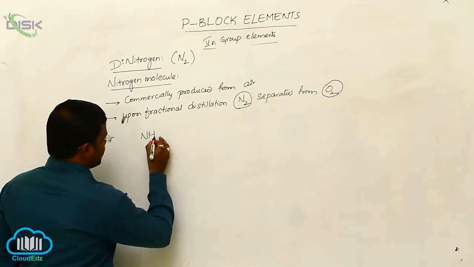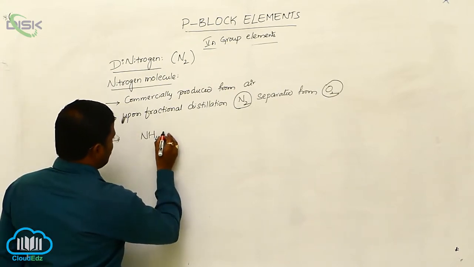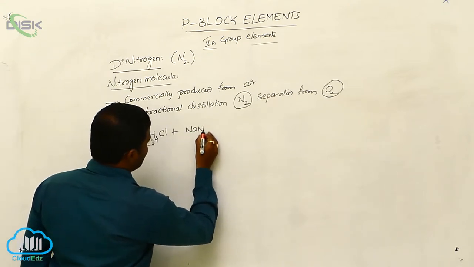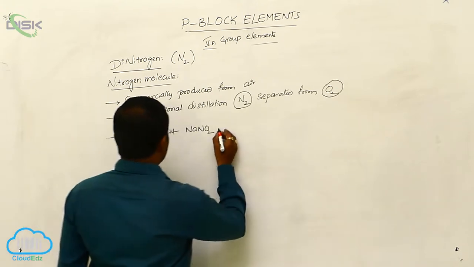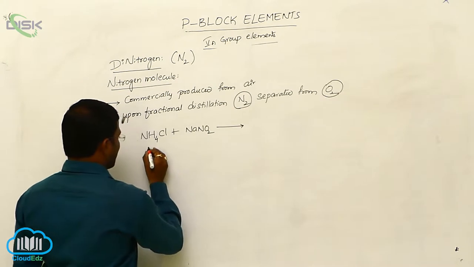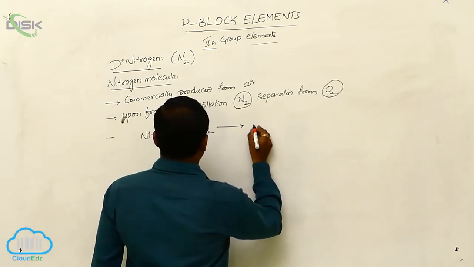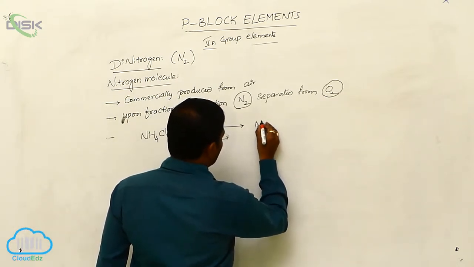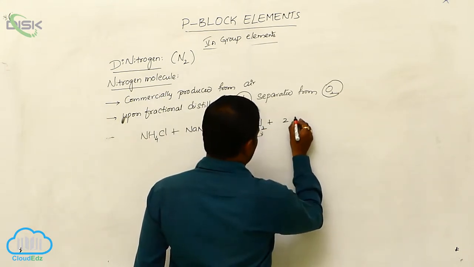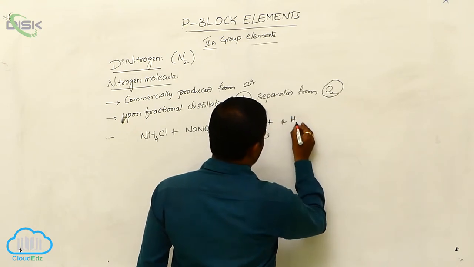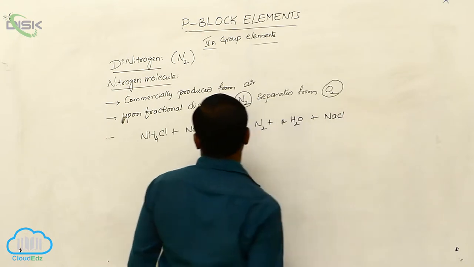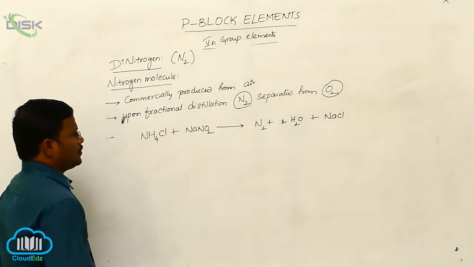In the laboratory, dinitrogen is produced from ammonium chloride with sodium nitrite. Here, when ammonium chloride reacts with sodium nitrite, the aqueous solutions react with each other and produce N2 plus H2O plus NaCl.